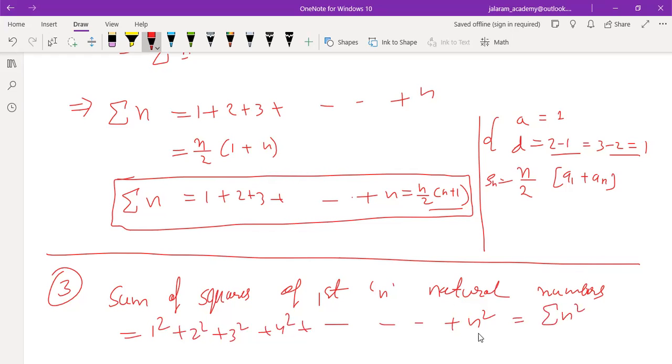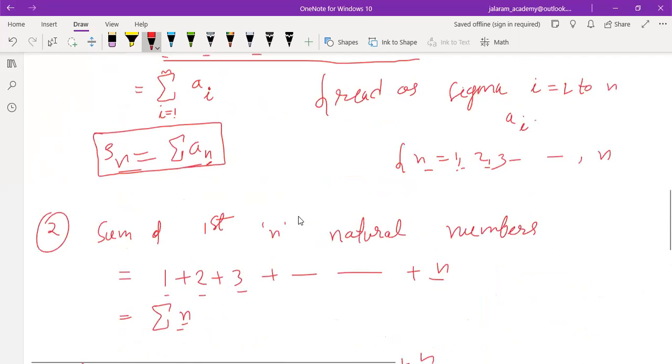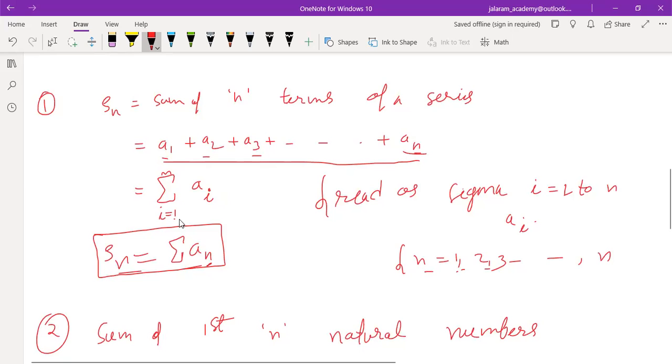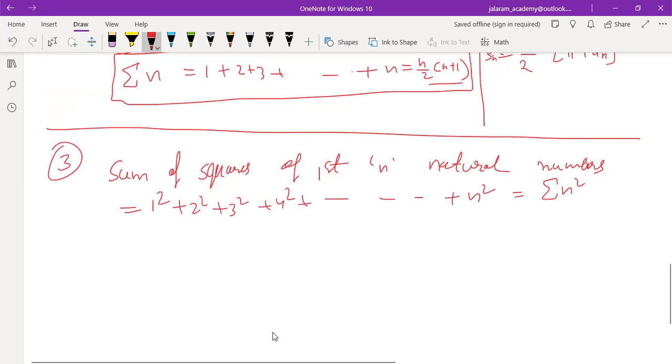Remember, the nth term is n square, so sigma before this. Okay, this is the method of writing the sum of the series whose domain is natural numbers, sigma n square. So how to find the value of sigma n square?